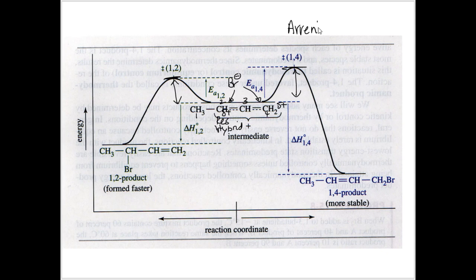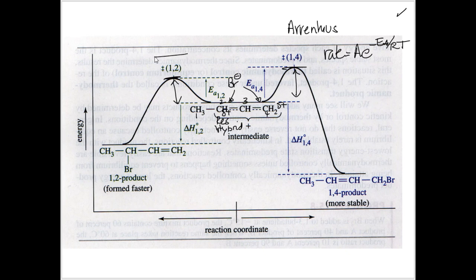So now we can apply our Arrhenius equation. Remember, the Arrhenius equation says that the rate of the reaction is equal to some proportionality constant times e to the minus Ea over RT. It's a logarithmic function. So which barrier is the molecule going to undergo the reaction faster? Is the reaction going to go faster over the left barrier or over the right barrier? Which one do you think?